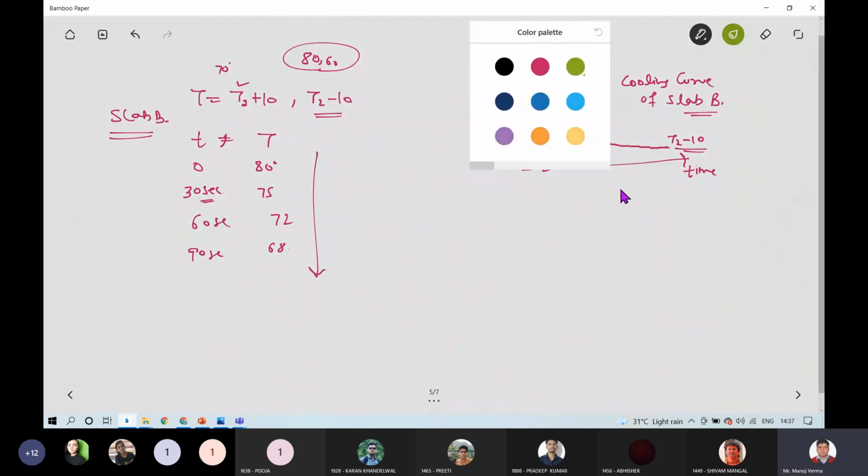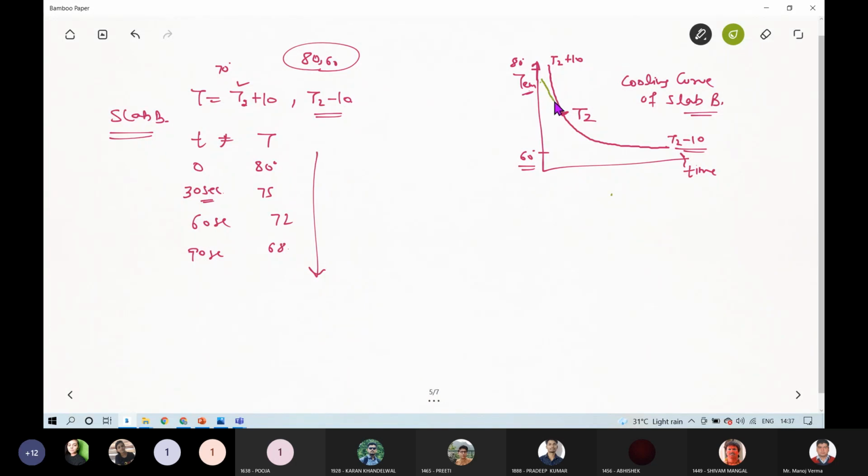I have to draw a tangent at point T2, and the slope of this tangent will give me the value of dT by dt, of course, at T equal to T2. So from this graph, what we saw is how cooling happens at T2, the thermal equilibrium temperature, how much heat it loses to the surroundings, and this amount of heat loss is directly proportional to this quantity dT by dt.